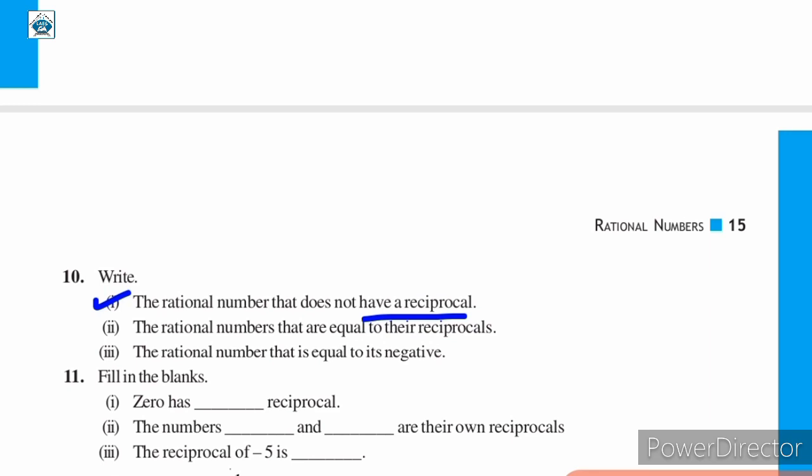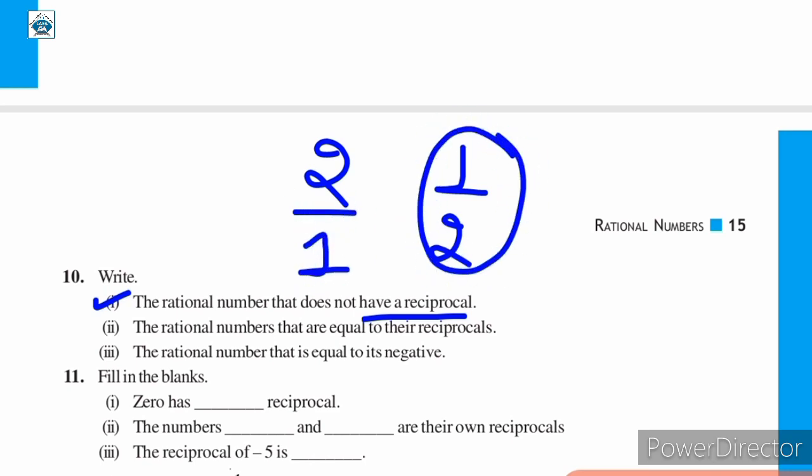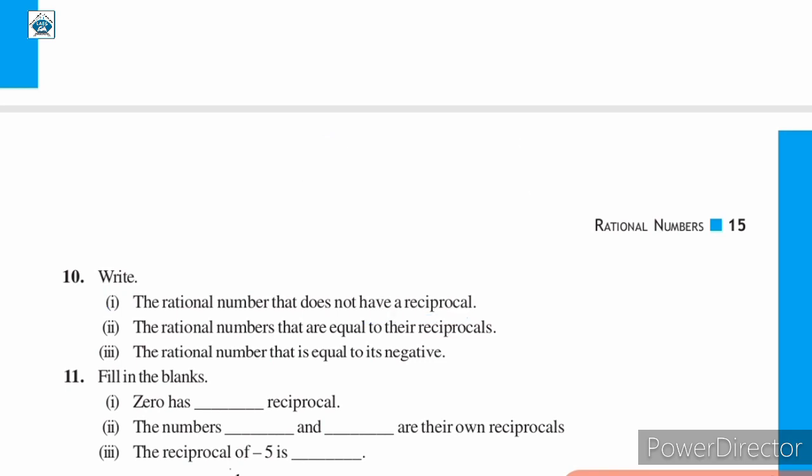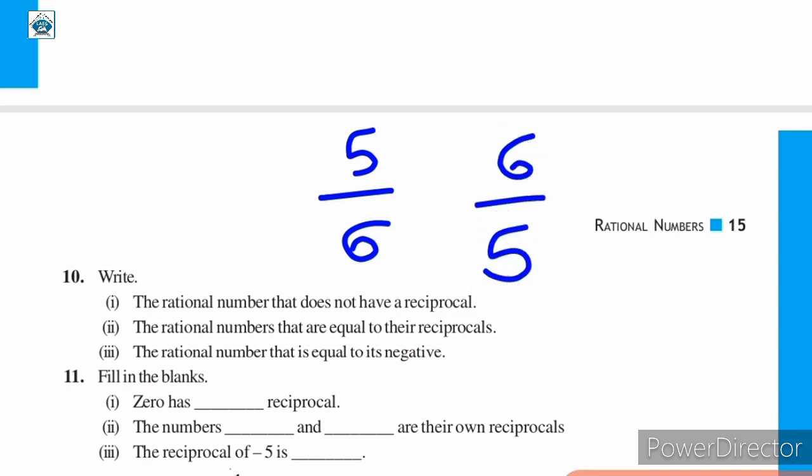Now you all know the meaning of reciprocal or multiplicative inverse. The reciprocal of 2 is 1 by 2, because how can we write 2? We can write 2 as 2 upon 1, then the reciprocal is equal to 1 by 2. In a similar manner, consider the rational number 5 by 6. The reciprocal of 5 by 6 is 6 by 5. So when we multiply these two, we get the answer equal to 1.